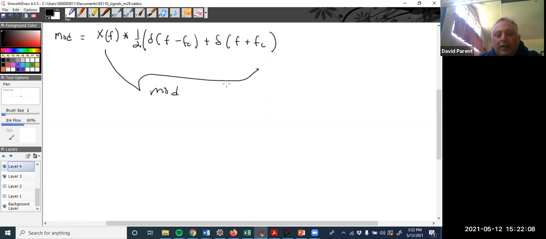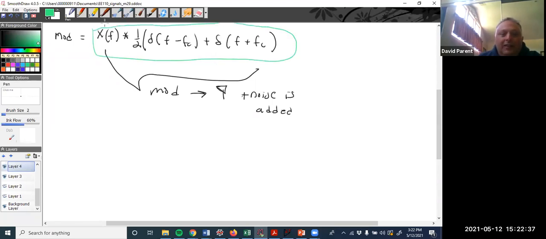That's modulated, right? It also goes into the antenna, right? And then you could say noise is added. But when I'm just going to draw a rectangle around this and say I'm going to do a bandpass, so now, no noise. So I'm right back to where I started from.